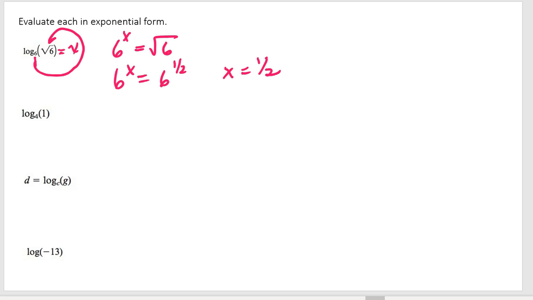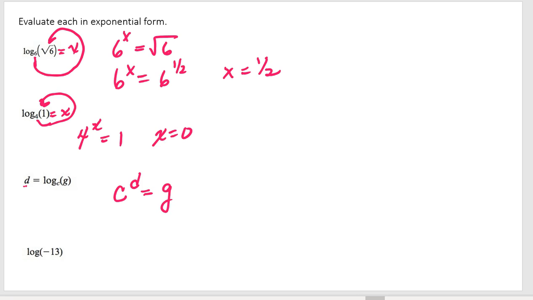Okay, let's try the next one. Our base is 4, and we don't know what it's equal to, so we're going to put an x for our exponent, and it's equal to 1. So 4 raised to what will be equal to 1? Well, x would have to be equal to 0. Let's try the next one. Okay, this one they actually did assign in a variable. So we're going to say the base is c, the exponent is d, and it's equal to g.